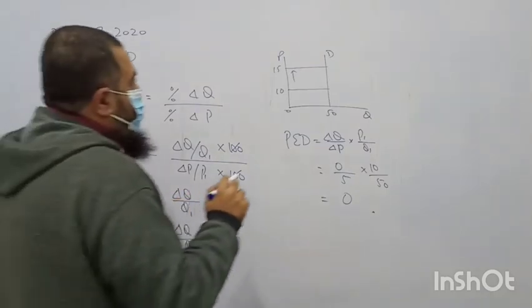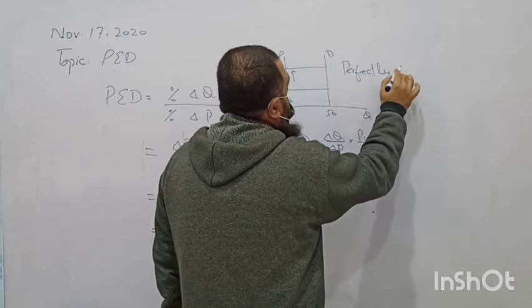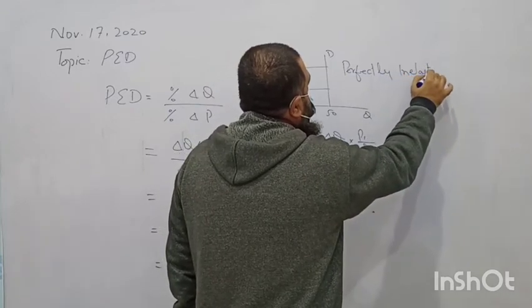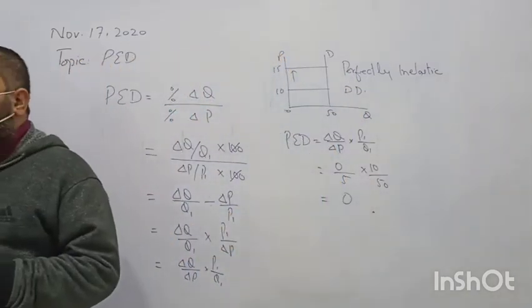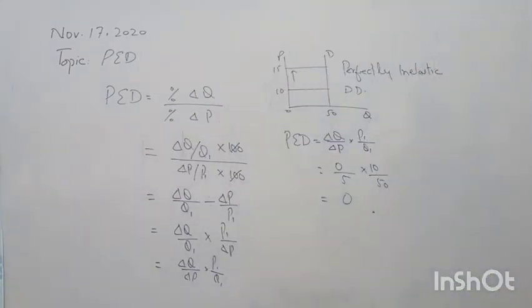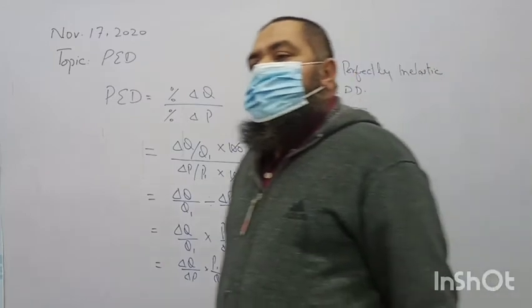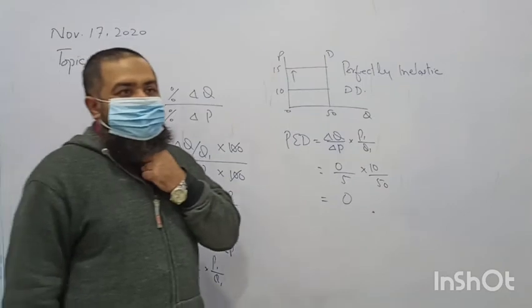Perfectly inelastic demand. What do you mean by this? Perfectly inelastic demand. Alright? It means that whatever the price is changing, there is no change in quantity demanded. Quantity demanded is not responding to the change in price of the product. It will remain fixed. It is irresponsive. So these are the goods which are the perfect necessities.